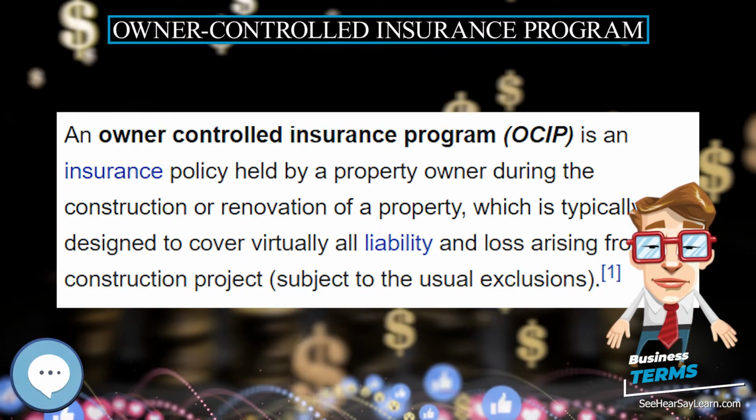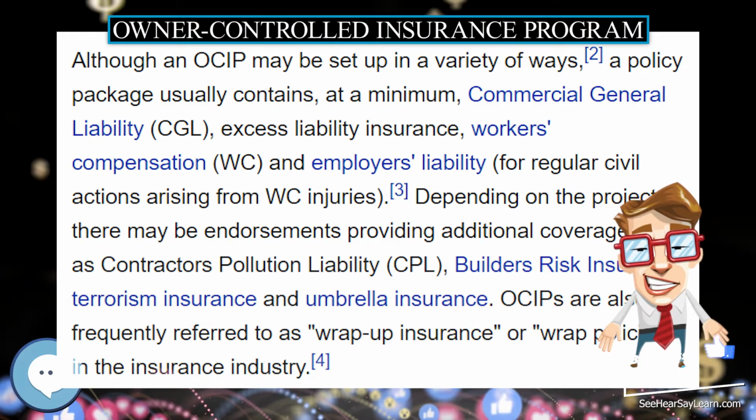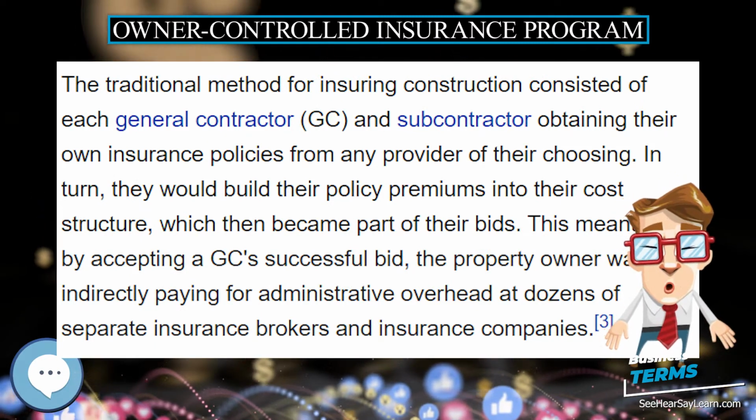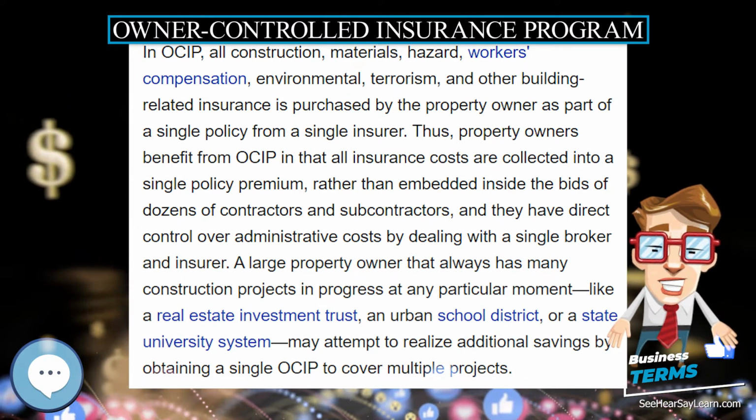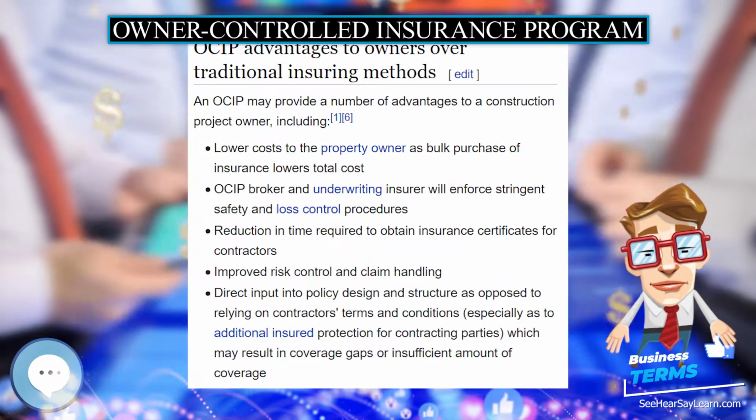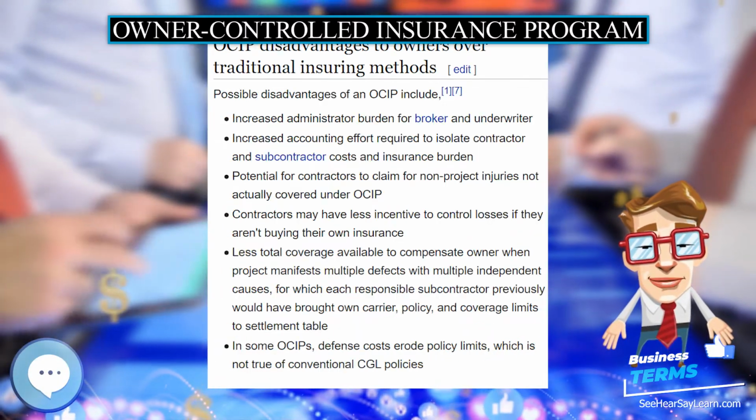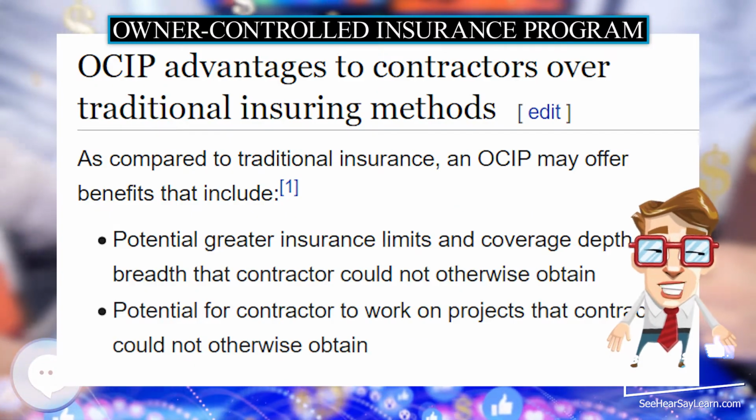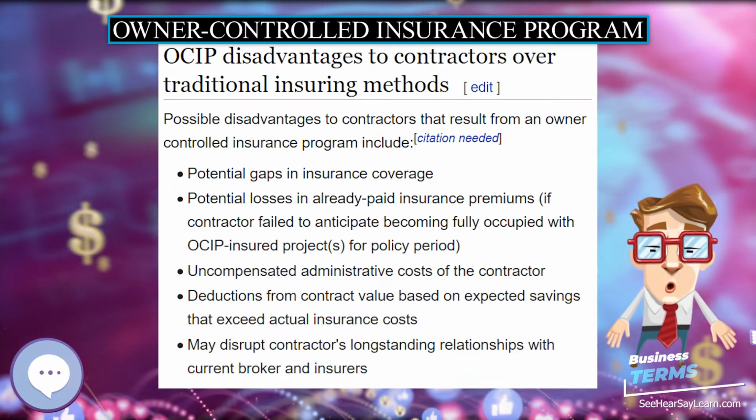Although an OCIP may be set up in a variety of ways, a policy package usually contains, at a minimum, commercial general liability, CGL, excess liability insurance, workers' compensation, and employer's liability, for regular civil actions arising from injuries. Depending on the project, there may be endorsements providing additional coverage such as contractors' pollution liability, CPL, builders' risk insurance, terrorism insurance and umbrella insurance. OCIPs are also frequently referred to as wrap-up insurance or wrap policies in the insurance industry.